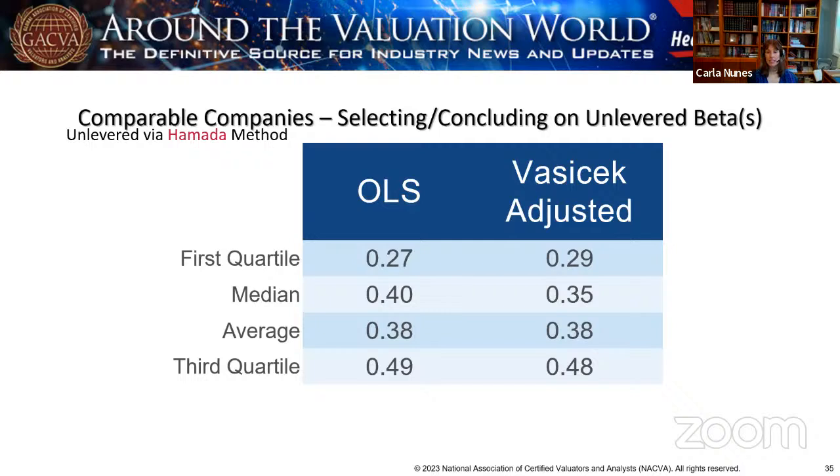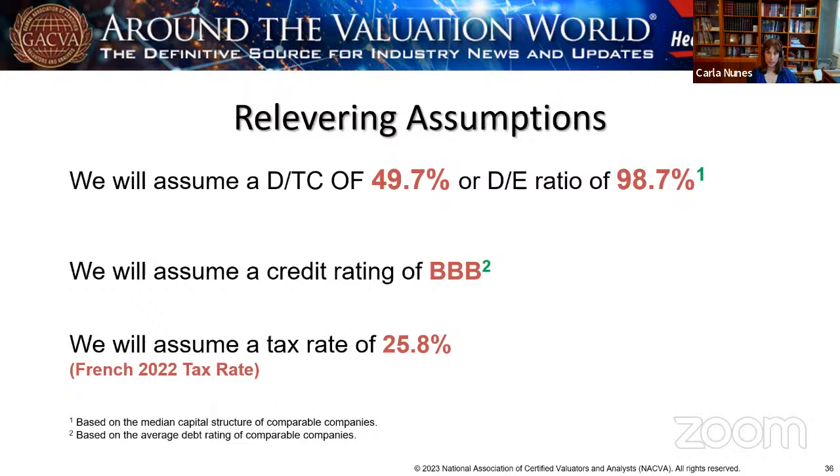So in this case, the range for Vasicek is slightly tighter than the OLS betas. Not too different in this particular example, but they're a little tighter. Do you want to do this, Kevin, like the relevering assumptions?